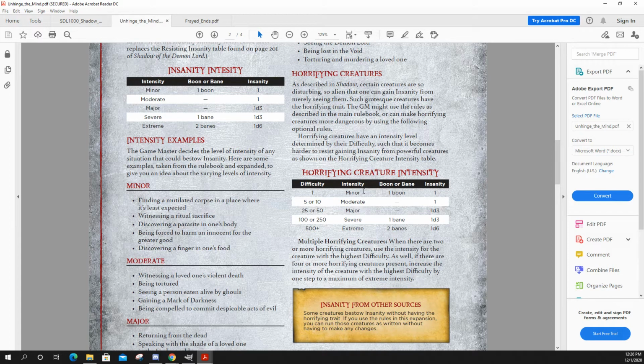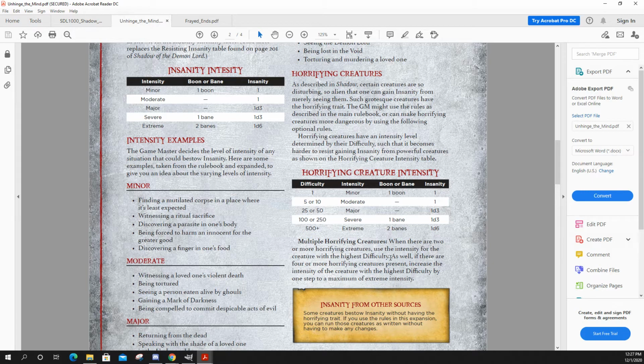A horrifying creature intensity. If it's a difficulty 1 creature or less, I would assume, then it is a minor intensity, which means that you make your will challenge roll with 1 boon. And if you happen to fail, then you get 1 point of insanity. However, it goes up from there, and it can go up to an extreme intensity, which is a creature that is 500 plus difficulty. You make your will challenge roll with 2 banes, and if you fail, you gain 1d6 insanity points. So that's pretty bad.